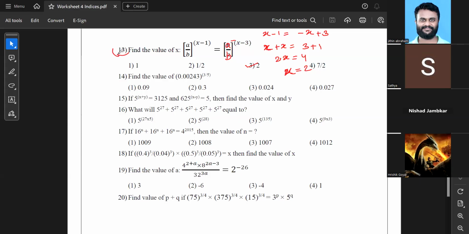Proceeding further to the 14th problem. The value of 0.000243 raised to 3 upon 5 will be how much? That's the question. So first of all, it will be 0.3, right? The fifth root of that. Yes, I'm thinking on that track only.